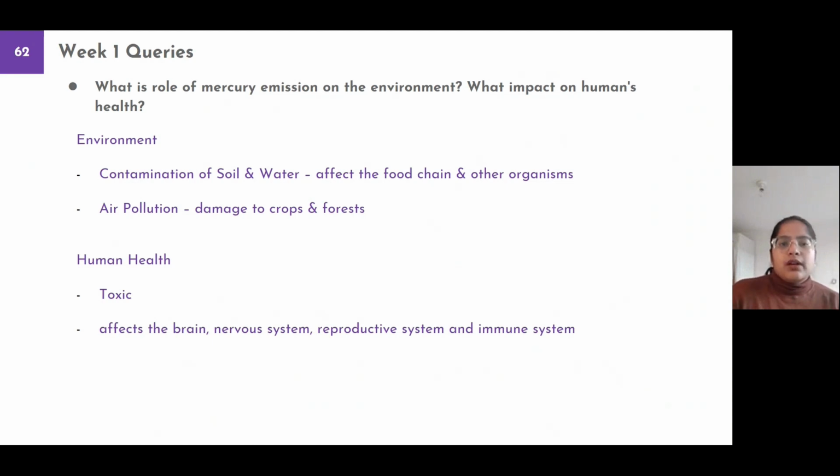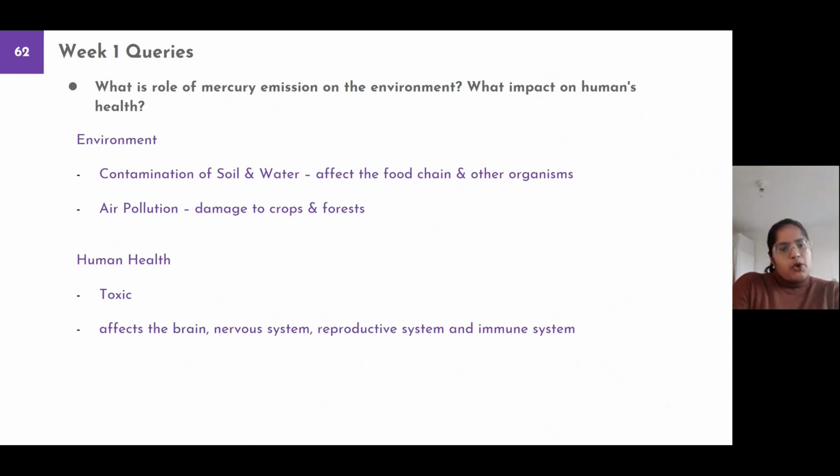Also, mercury emissions cause air pollution, which damage the crops and forests, and crops are again connected to humans in the food chain, so they can again enter the humans through the crop route. So in terms of human health, mercury is toxic to humans and it affects the brain, nervous system, reproductive system, and immune system, causing long-term problems for humans. I hope that answers your question.